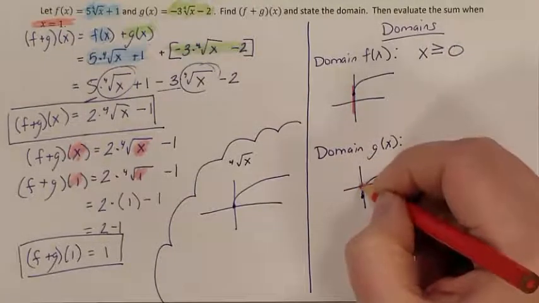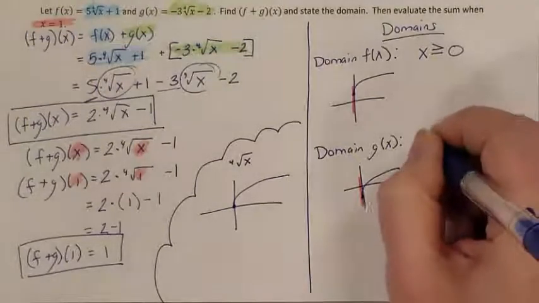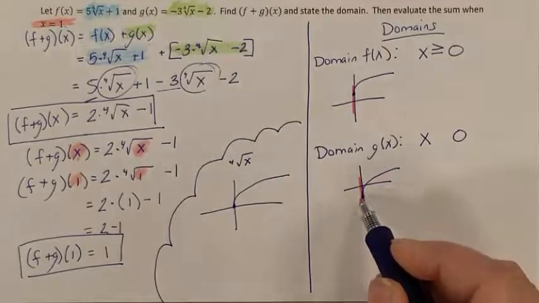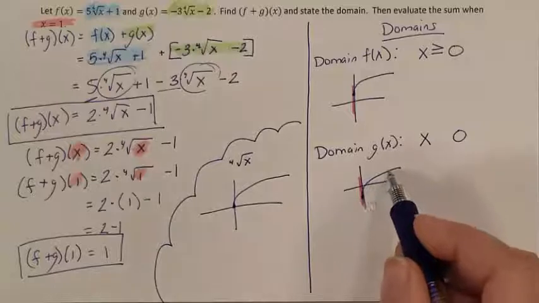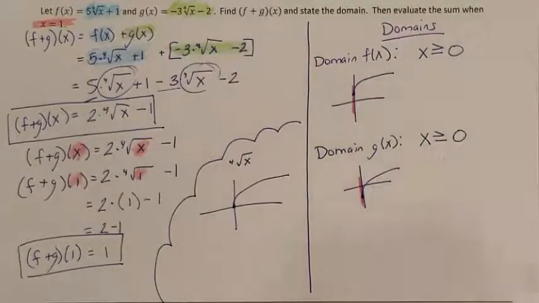Domains look at x values. This is the last x value used. He is an x value of 0. The function is going to use all of these positive x's. So we are still greater than or equal to 0.